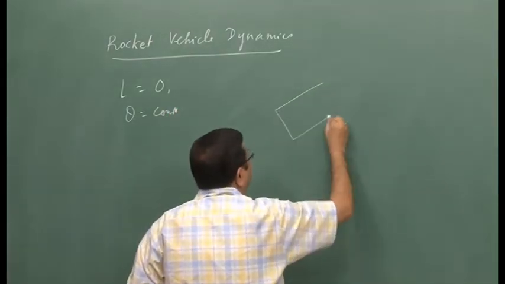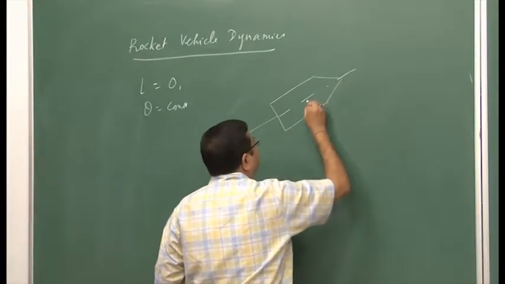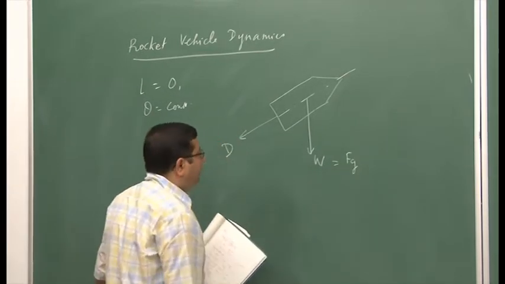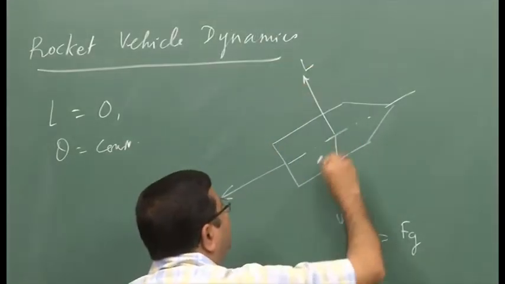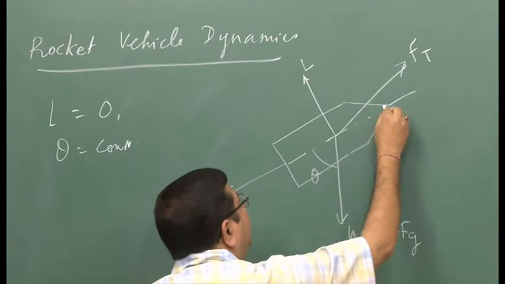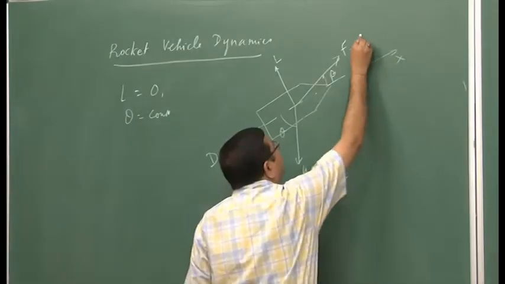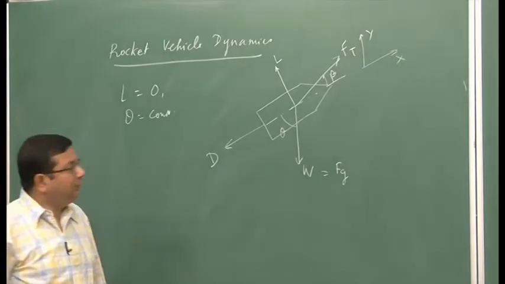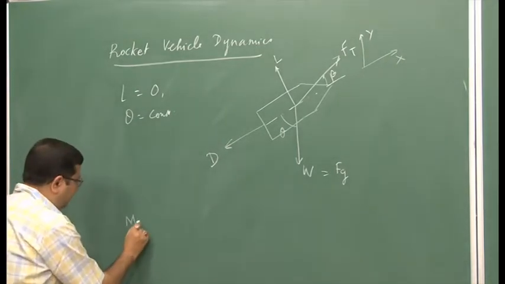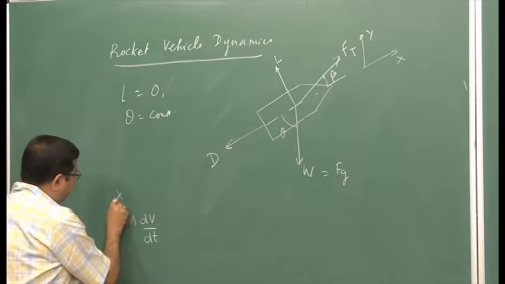So, this is the vehicle we had talked about, where D is the drag, the weight of the vehicle acts downward, which is essentially the force due to gravity. Lift is normal to this, and we have a thrust force acting in this direction. This angle is theta and this angle is beta. So, considering the reference frame like this, where the x direction is positive, we derived the expression from Newton's second law of motion for m dv/dt, which is along the x direction.